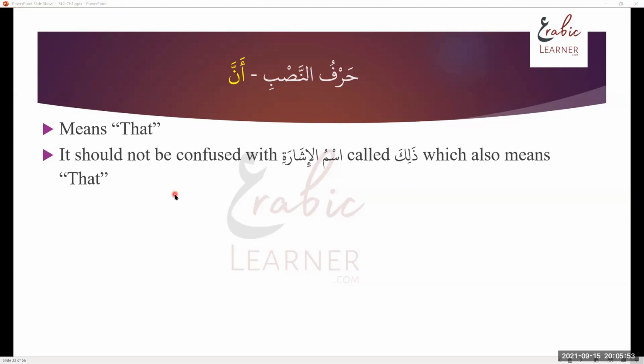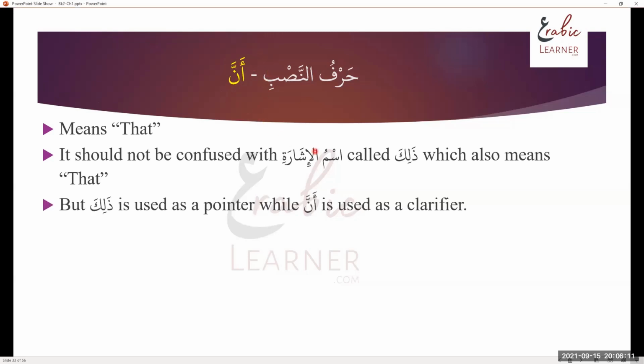See, dhalika is a pointer. So you point to a faraway object. And anna also means that, but it is not a pointer, rather it is a clarifier. In both these words, they mean the same, that, but when they are used in the sentence, they are different.